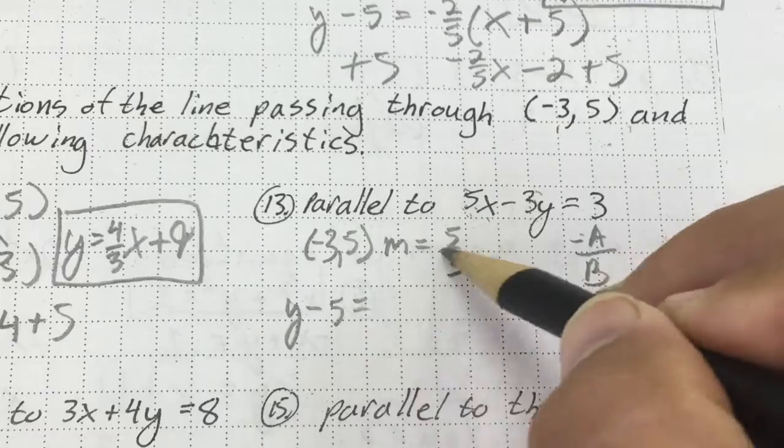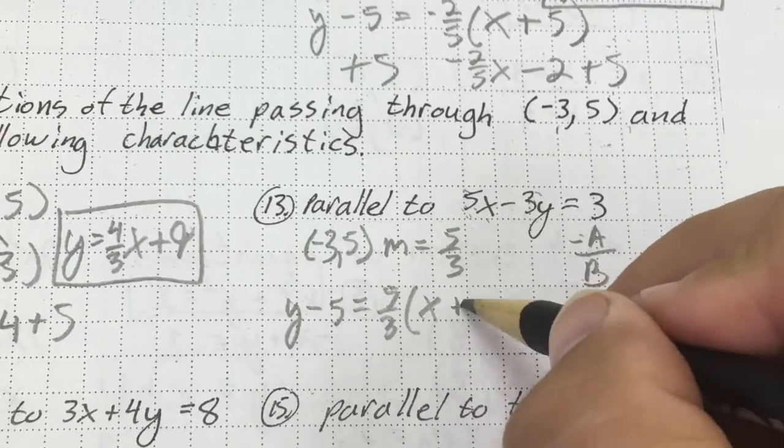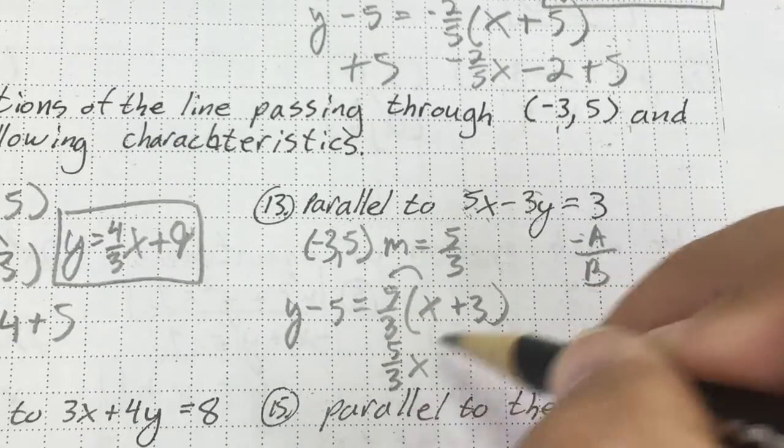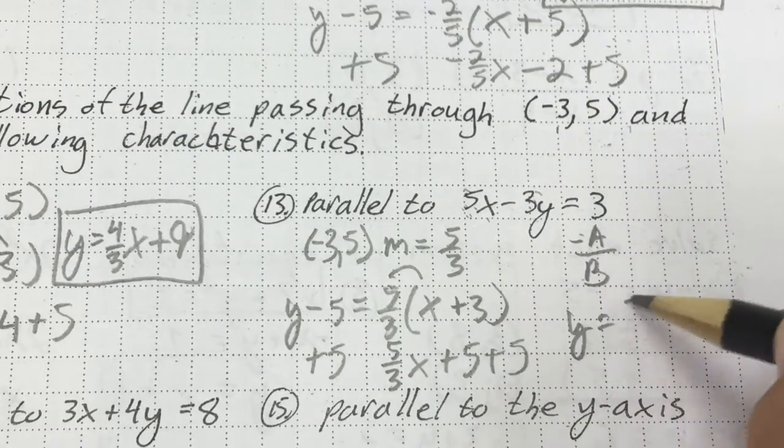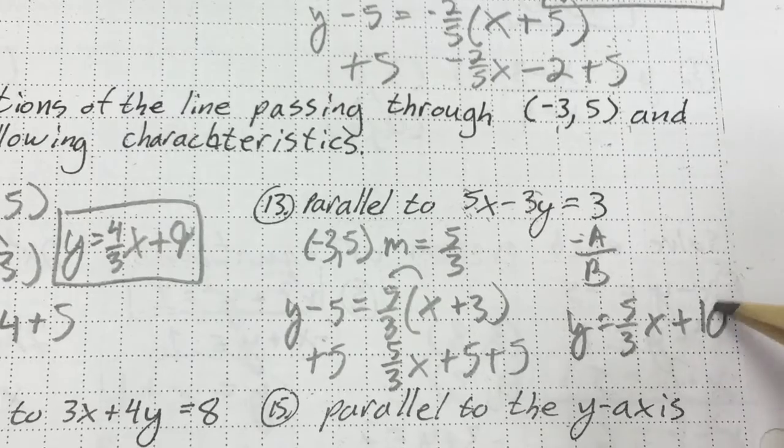Y minus 5 equals 5/3 times x minus negative 3. Distribute. That's 5/3 x plus 5. Opposite of minus 5 is add 5, add 5. My equation is going to be y equals 5/3 x plus 10.